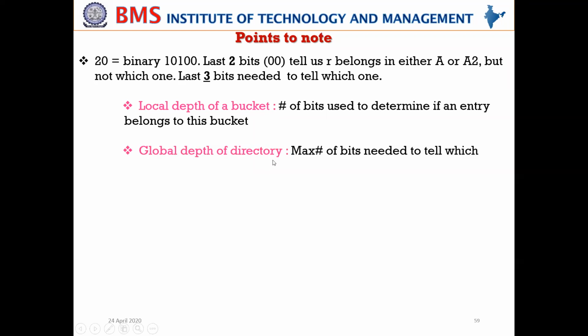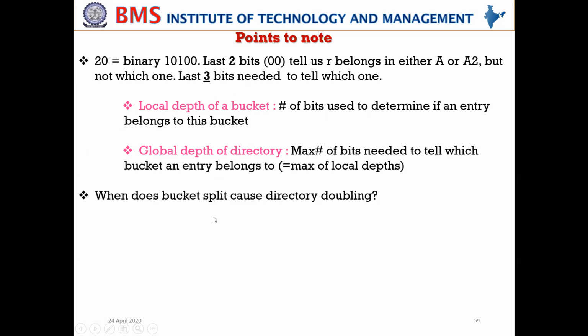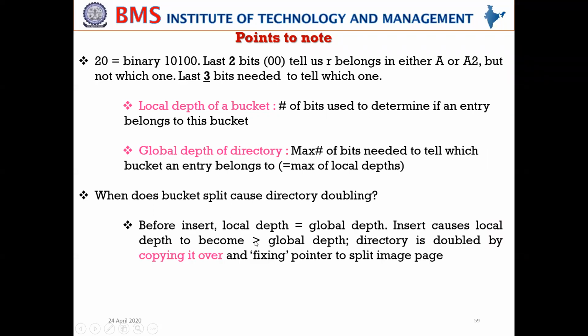Global depth is nothing but the maximum number of bits that is needed to tell which bucket an entry belongs to. Okay, so that's a basic definition we have understood. Now, when does a bucket split cause directory doubling? That also we have seen: when the local depth value and the global depth value are both equal.